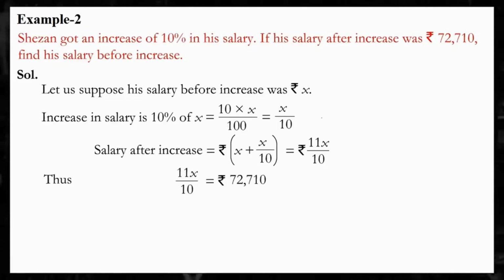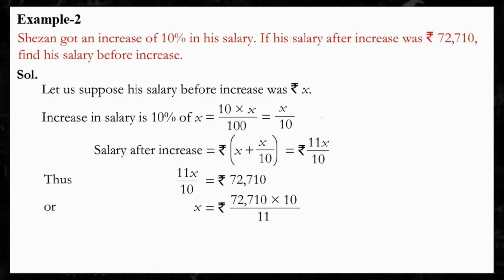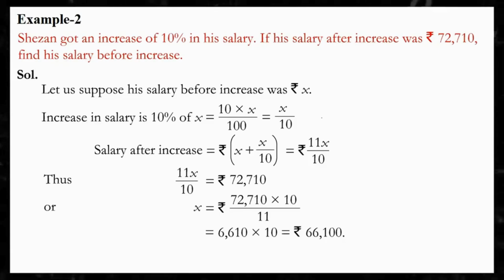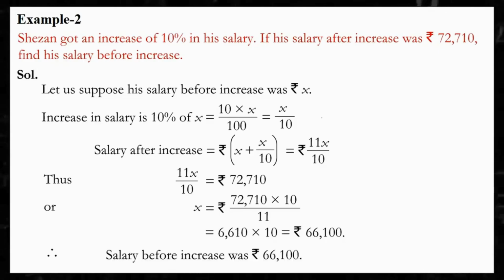Thus, 11X upon 10 is equal to rupees 72,710, or X is equal to rupees 72,710 into 10 upon 11, which is equal to 6,610 into 10, which is equal to rupees 66,100. Therefore, salary before increase was rupees 66,100.